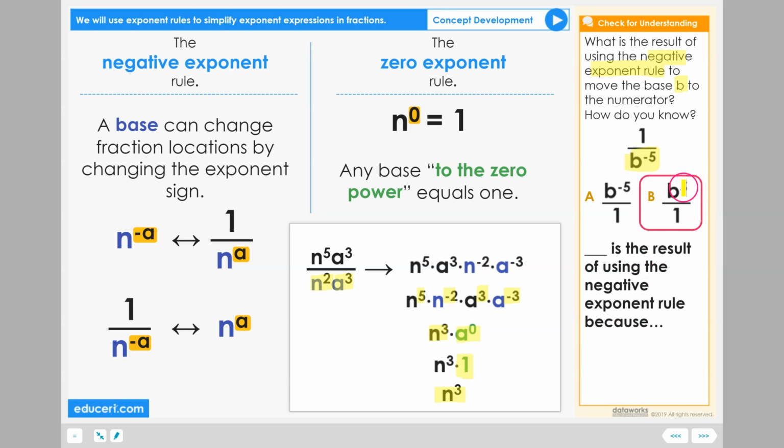b to the positive fifth power in the numerator is the result of using the negative exponent rule because the exponent sign must change. In the denominator, it was a negative 5, so when it changes to the numerator, this exponent goes from negative to positive.